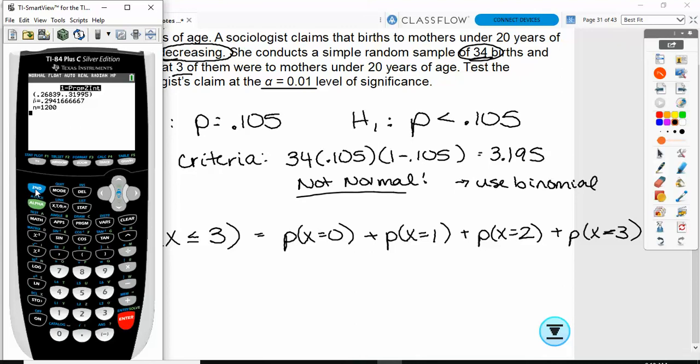So on the calculator, you have to go into second, and then over here by your clear button there's a VARS. So we're going to hit second and that VARS button, and this gives us all kinds of distributions. We are not looking for normal, we are looking for binomial. So we are going to have to go down until we find binomial.